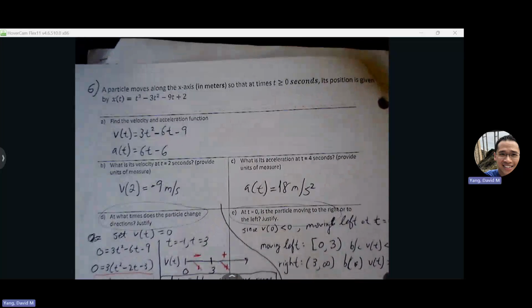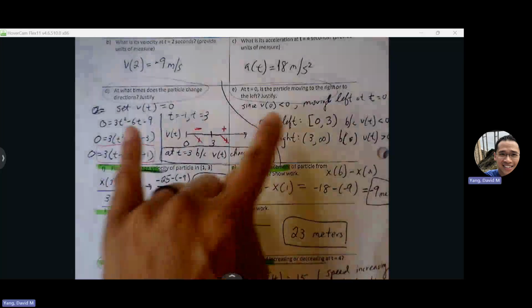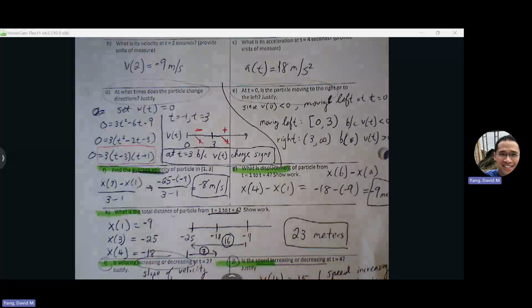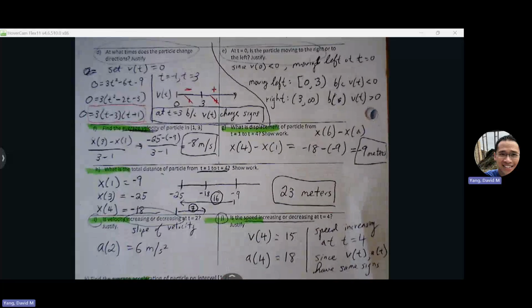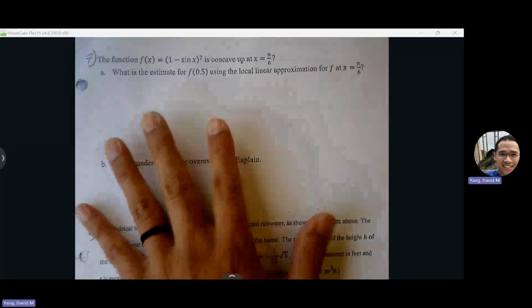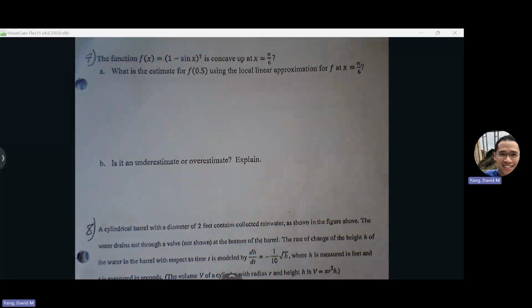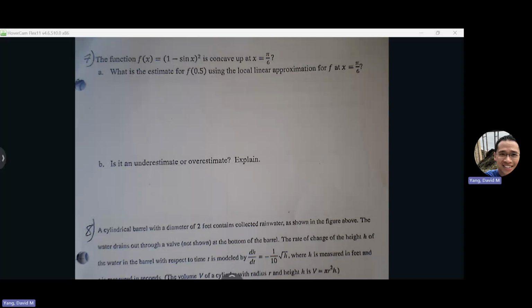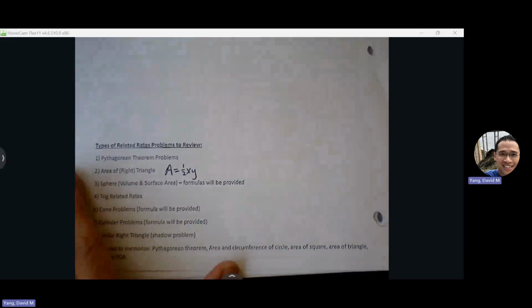particle motion. You'll have a problem like this asking about these items that we went through yesterday, and then linear approximation, and then the rest of the quiz will be related rates. And again, here are the topics that we're responsible for as far as related rates go.